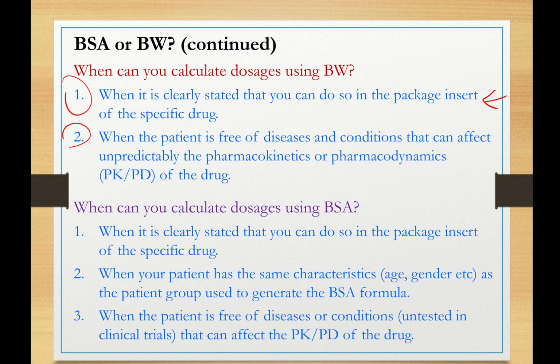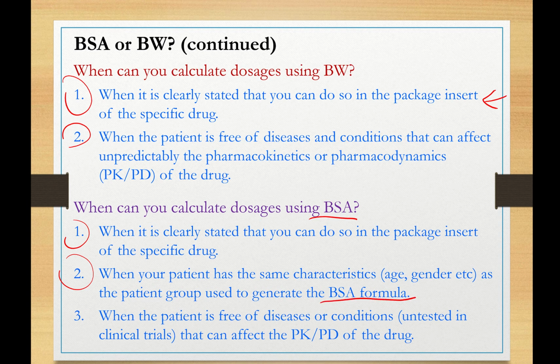When can you calculate dosages using BSA, which is more of a mystery? Again, when it is clearly stated that you can do so in the package insert of the specific drug. All right, if the drug is new, then you can do so when your patient has the same characteristics, age, gender, etc., as the patient group used to generate the BSA formula.